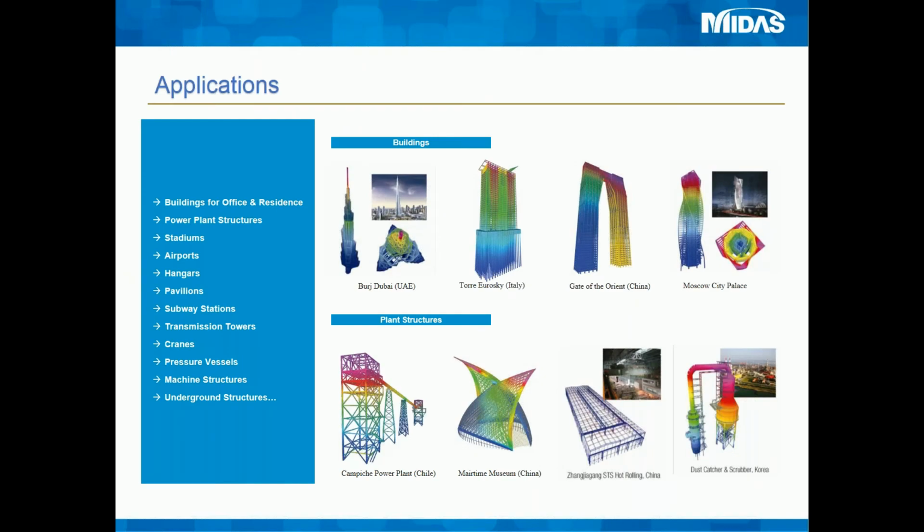MIDAS Gen has numerous applications in buildings, like Burj Khalifa, which used MIDAS Gen for performing column shortening analysis, of which MIDAS is a pioneer. In Torre Eurosco, we see that not only the building but also the substructure, that is piles, can be analyzed in MIDAS Gen. Other applications we see with different geometric shapes for buildings. In plant structures, power plants, steel museums, industrial sheds, and silos can be analyzed as well as designed in MIDAS Gen.